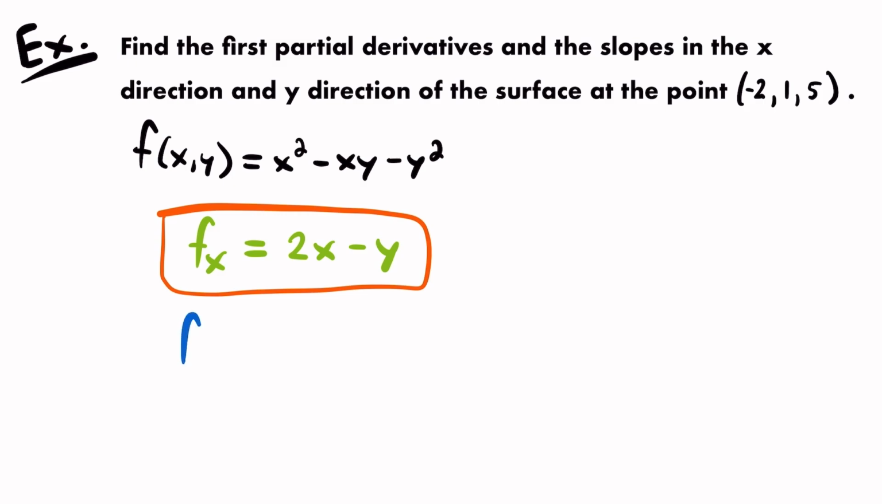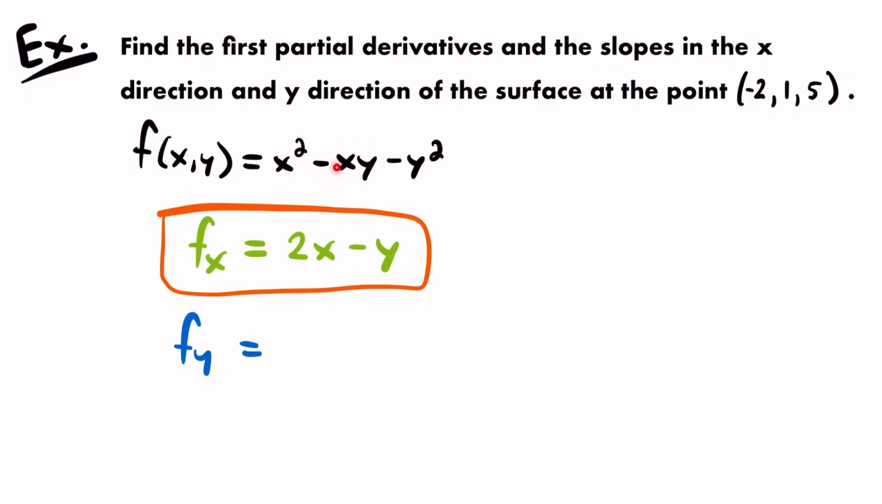Now for the partial with respect to y, we need to take the derivative of this function again, but now with respect to y, treating x as a constant. So the derivative of this first term will be 0, because if x is a constant, then x squared is a constant, and the derivative of that would be 0. So I'm not going to worry about that.